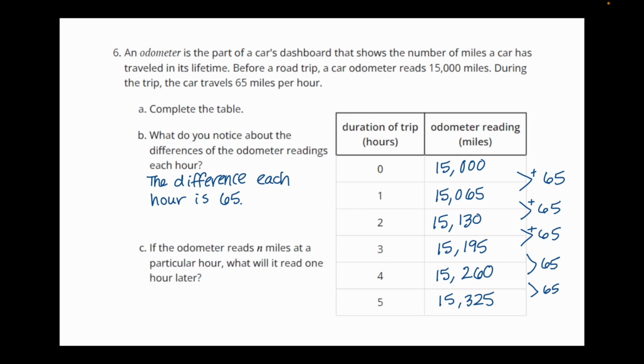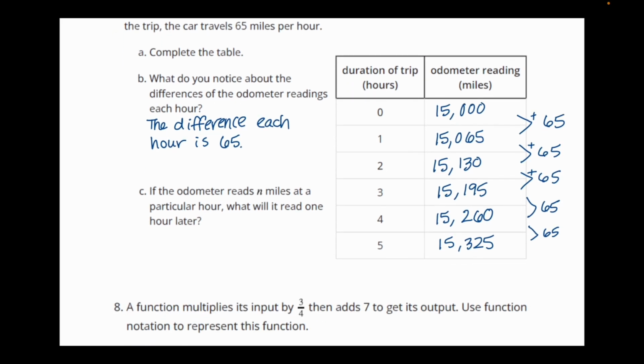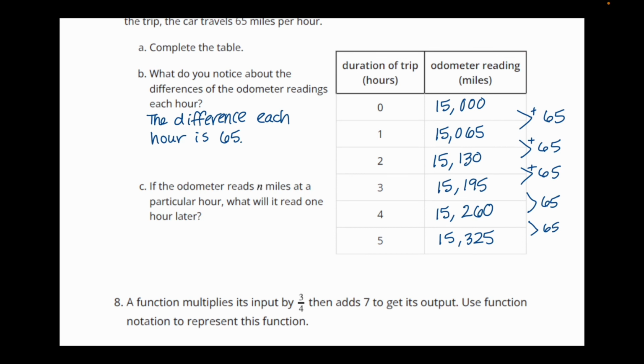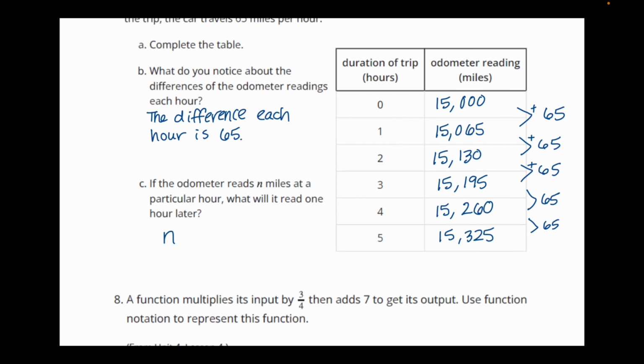So part C, if the odometer reads n miles at a particular hour, what will it read 1 hour later? Well, if n is my miles, 1 hour later means I'm going to add 65 miles for that 65 miles I would travel in that hour. So n plus 65.